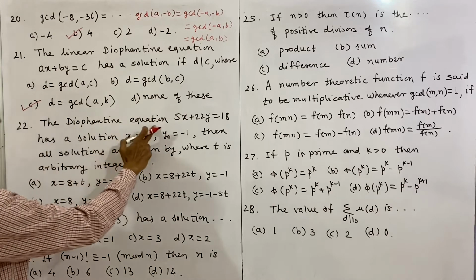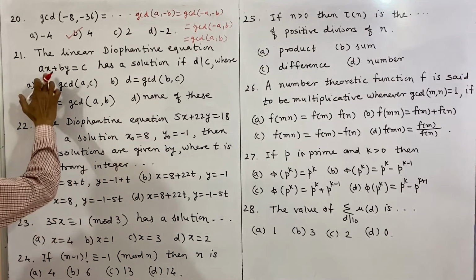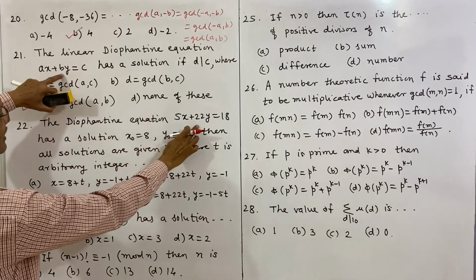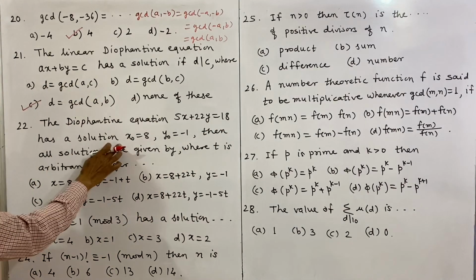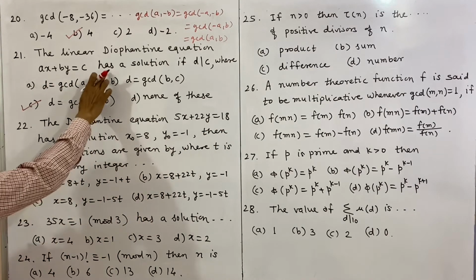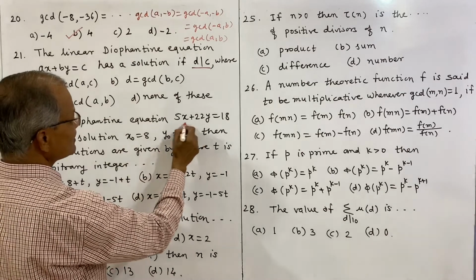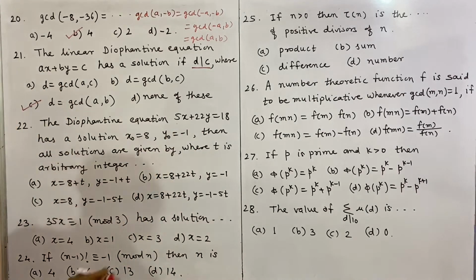The Diophantine equation 5x plus 22y is equal to 18. Now we compare, here A is 5, B is 22 and C is 18. One solution is given, but has a solution whether this condition is satisfied, D divides C. What is D? D is the GCD of 5 and 22, which is 1, and 1 always divides every integer, so therefore the solution exists.